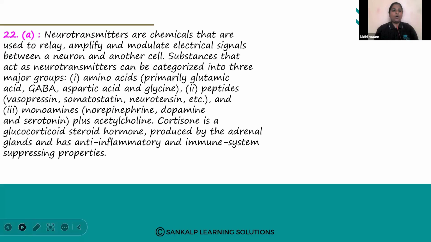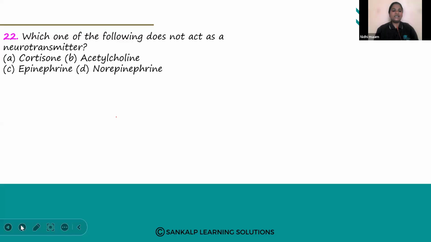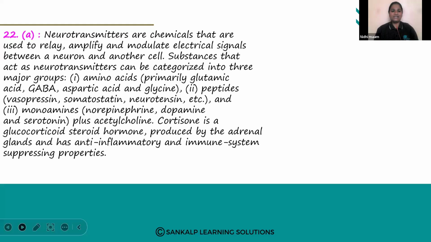So here, option A: cortisone does not act as a neurotransmitter. Let us check. So what are neurotransmitters? We know that these are the chemicals which are used to transmit the signal, amplify, that is double the signal, and modulate the electrical signals between the neuron and another cell, that is the effector. Substances that act as neurotransmitters can be categorized into three major groups.